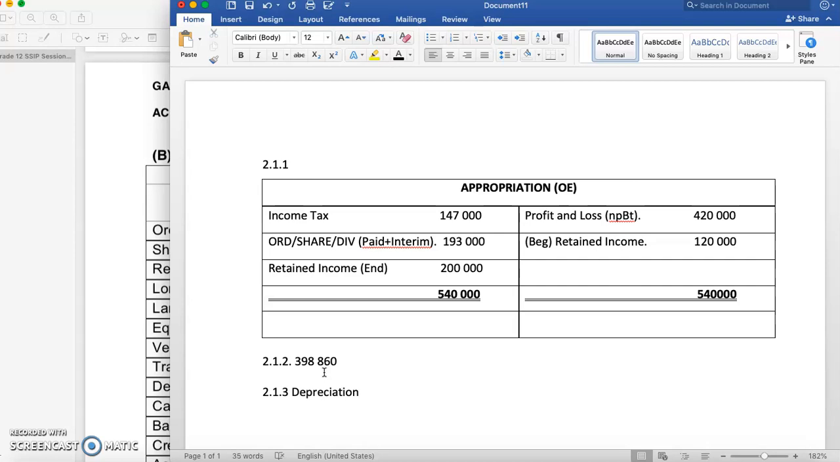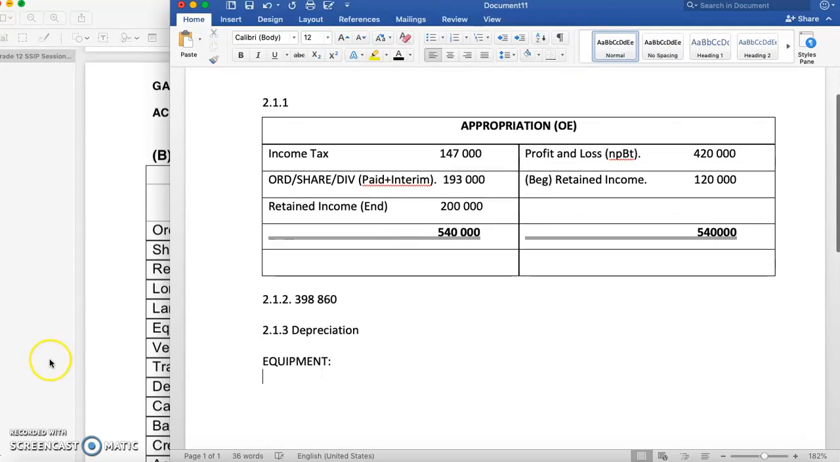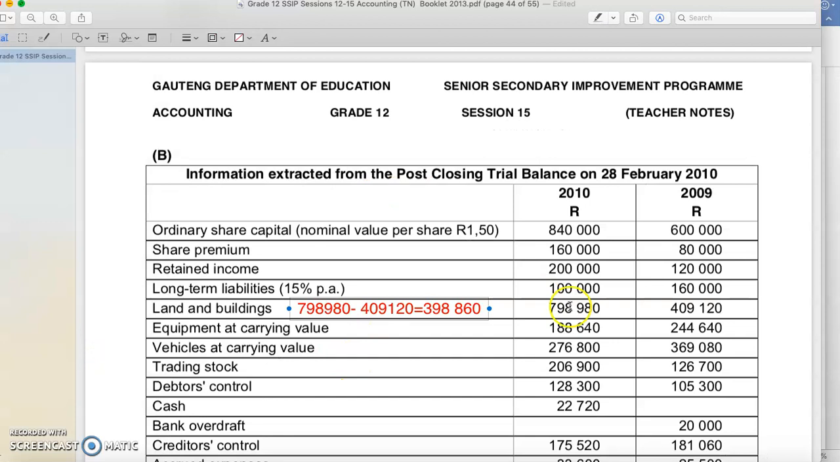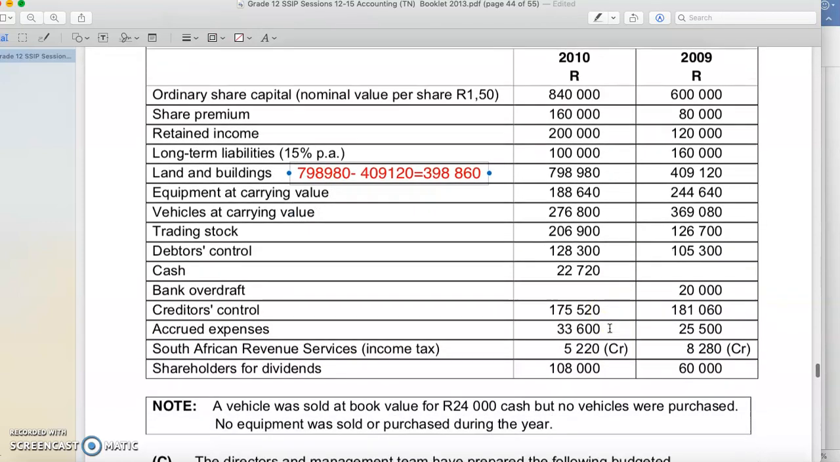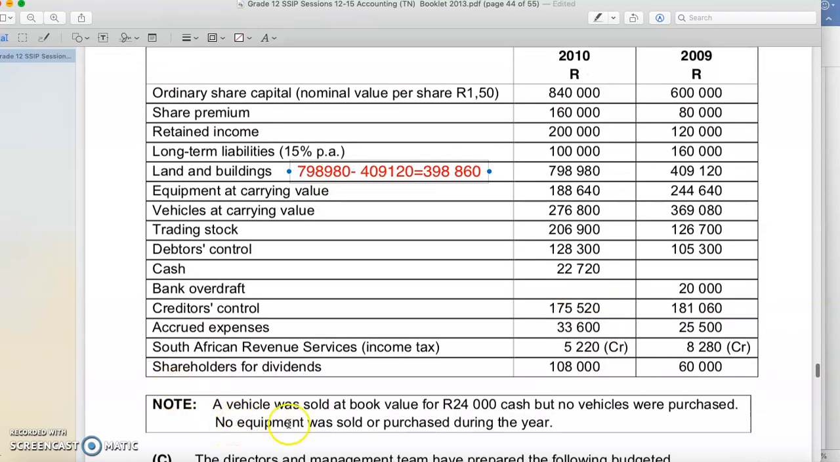And honestly, depreciation here is very, very easy. So first, we're going to calculate the depreciation on equipment. And if we look at equipment, we're given the equipment at carrying value at the beginning and at the end of the year, and they tell us that no equipment was sold or purchased during the year. So once again, to calculate the depreciation on equipment, we're just going to subtract both.